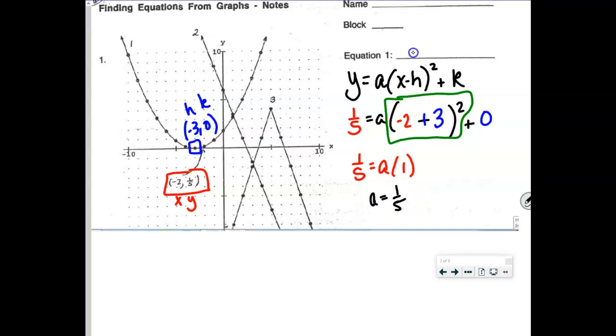So now she's finally ready to write her equation down. So y equals, she just found the a value to be 1/5. She's going to leave x and y as variables, but she is going to plug in her h and k because that's going to be standard for all of the parabola. So what is your vertex at again?